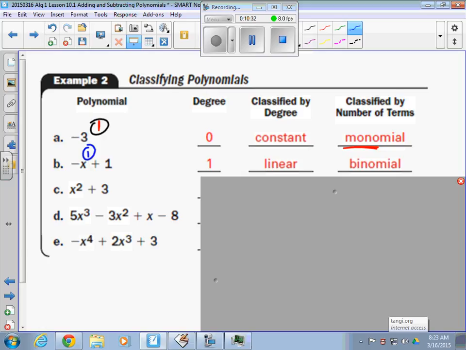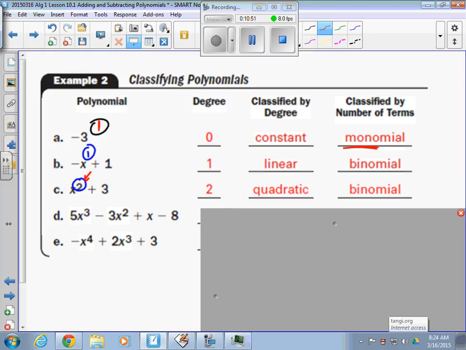The next one, first thing you want to do, identify its degree, 2. So its degree is going to be 2. There are two terms, so it's going to be binomial. Anything raised to the second power is called being squared, which is quadratic. And we'll talk more about that over the next couple of months. Quadratics are anything raised to the second power.